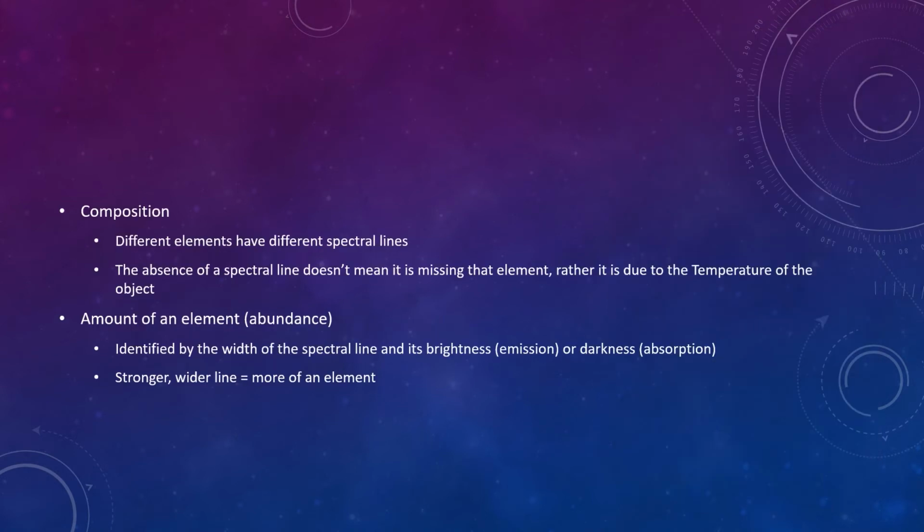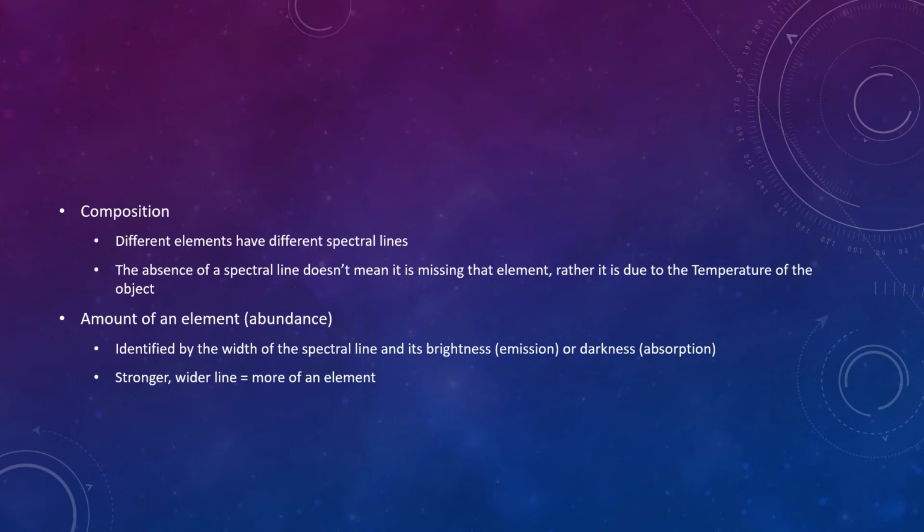Composition here is very important because different elements have different spectral lines, basically like a fingerprint. So the absence of a spectral line doesn't always mean that it's missing that element, rather that it is due to the temperature of the object keeping the line from forming. Remember that if it's too hot, you're not going to have a strong hydrogen alpha line, and if it's too cool, you're not going to have a strong hydrogen alpha line.